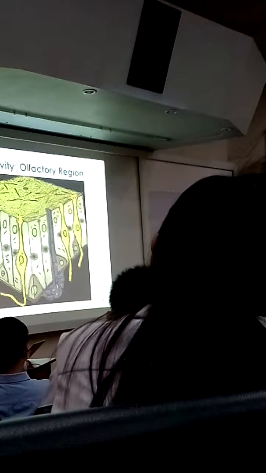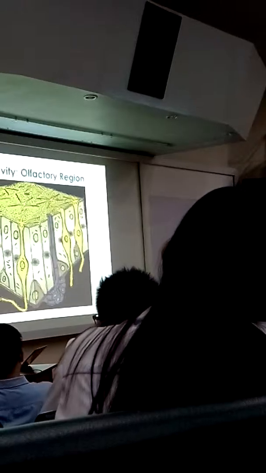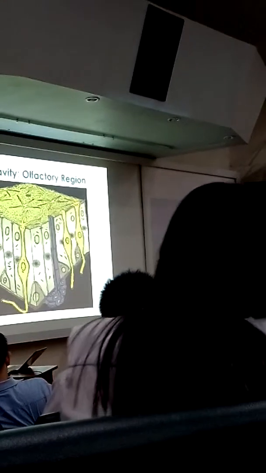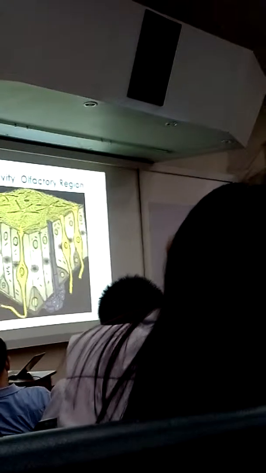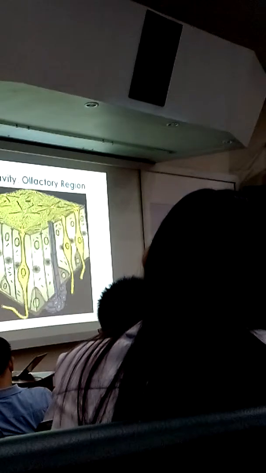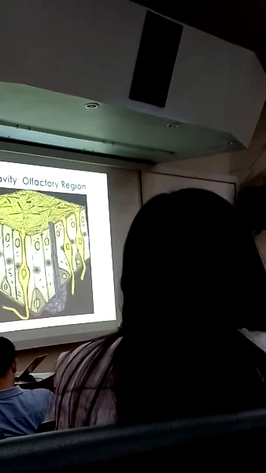What is this structure? So that is the Bowman's gland. It is a branched tubulo-alveolar serous gland that delivers its proteinaceous secretions via the ducts into the olfactory surface.